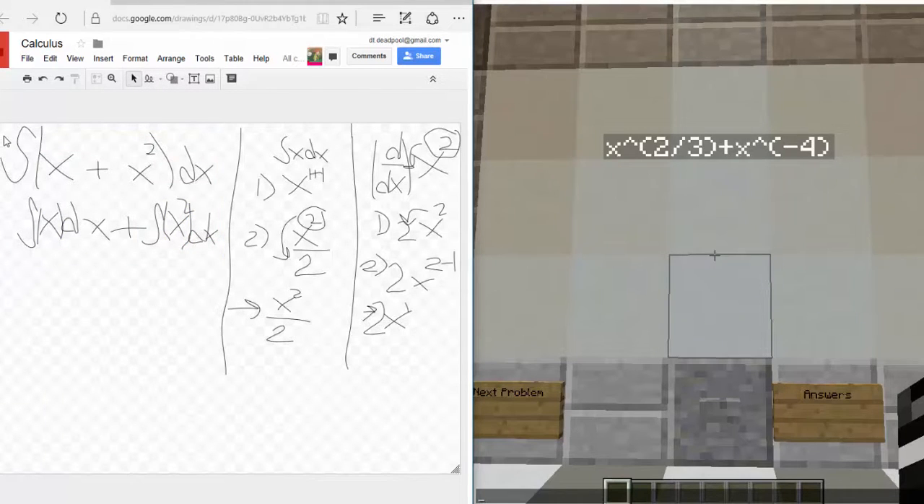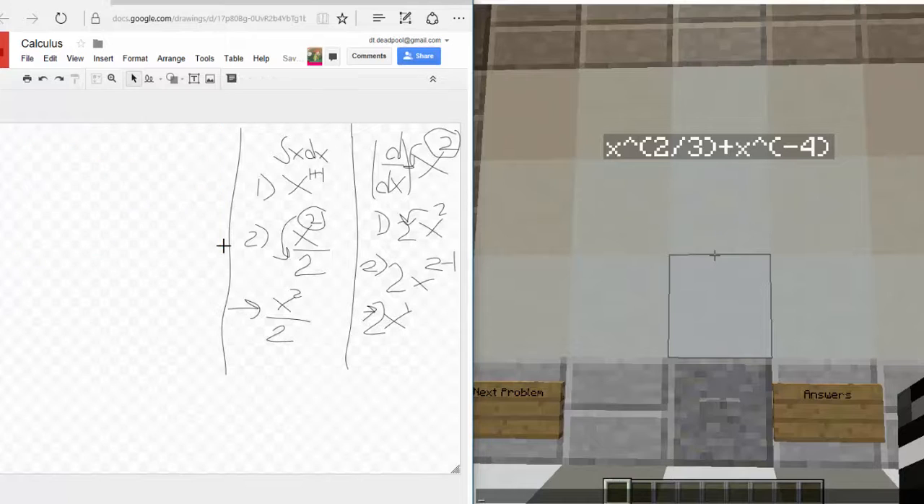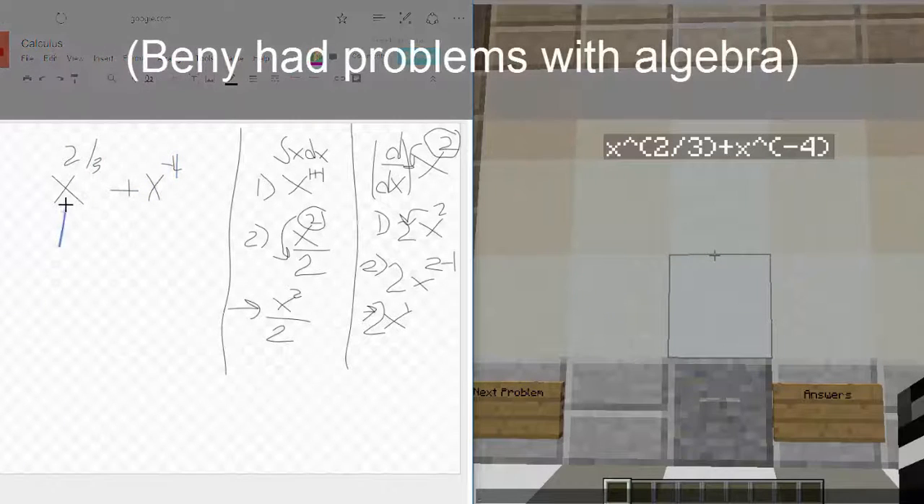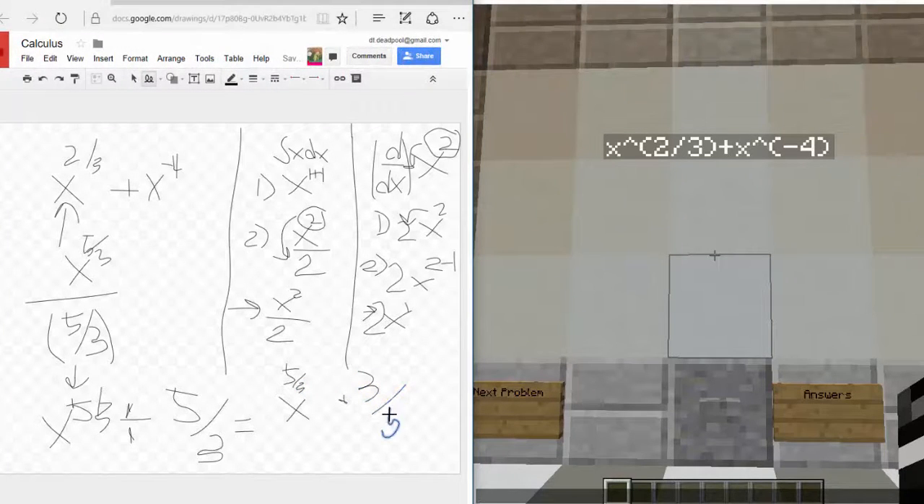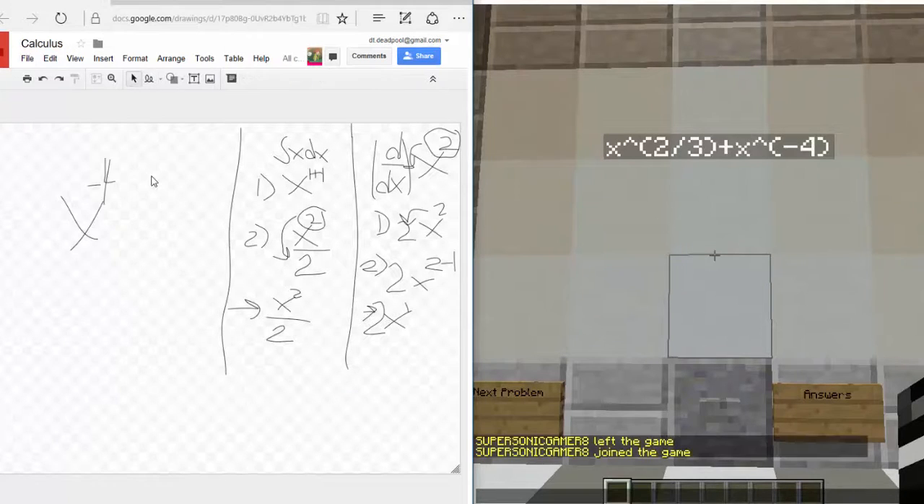Okay, I understand. Now we have this new equation, which is x to the 2/3 plus x to the negative 4. Okay? So first let's do x to the 2/3. What's the integral of that? So x to the 5/3 times the reciprocal, which is 3 over 5, which gives you the answer: x to the 5/3 times 3/5. So 3/5 x to the 5/3.